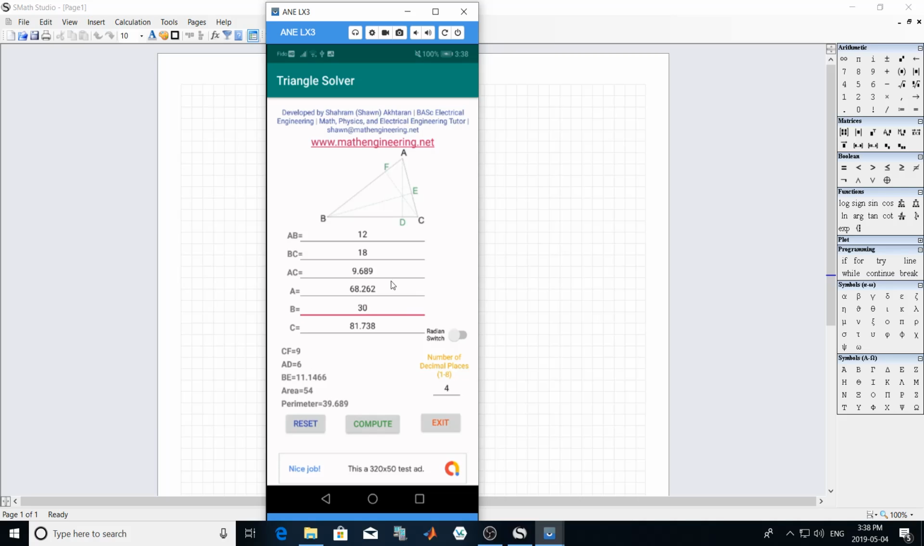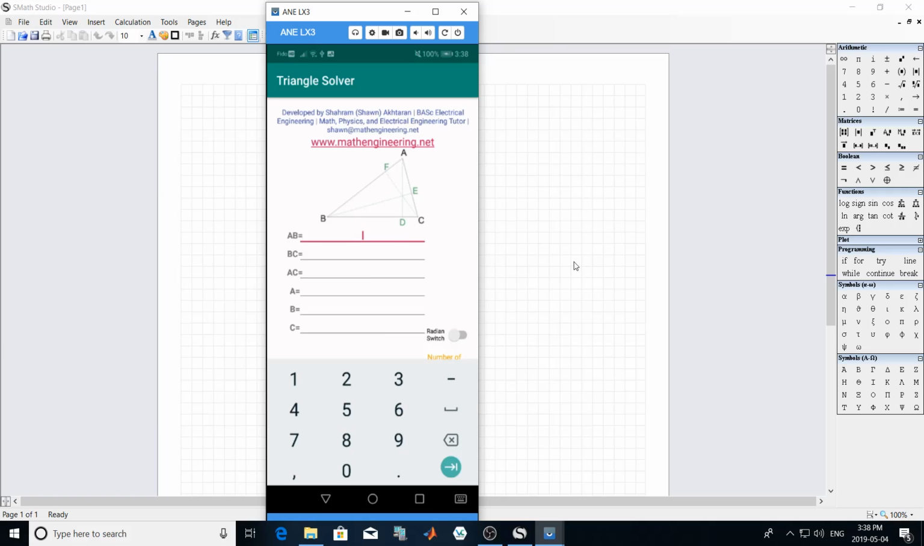Okay, let's say that now we want to operate in radian mode. So we reset it. Remember that we need to choose whether we want to operate in radian mode, and also the number of decimal places at the beginning before pressing the compute button.